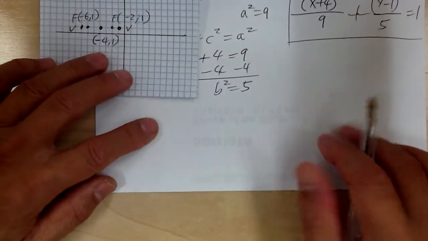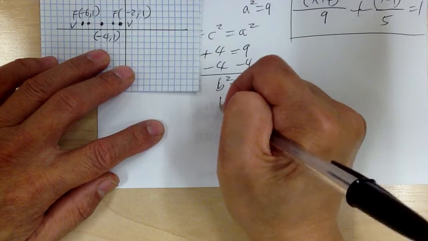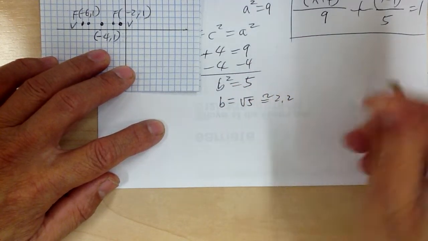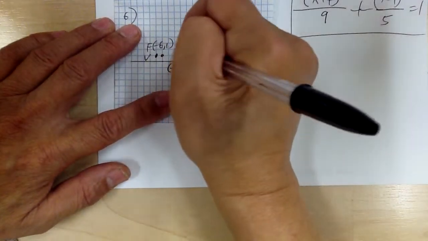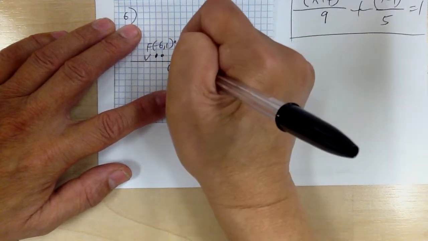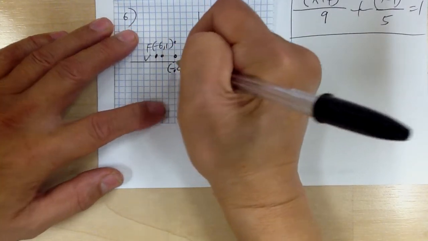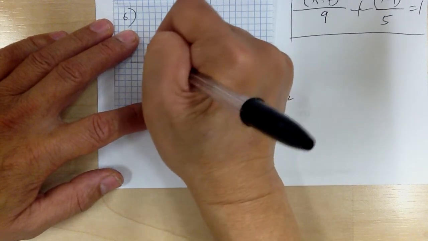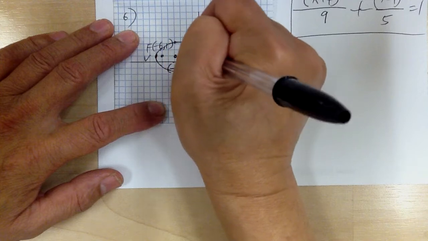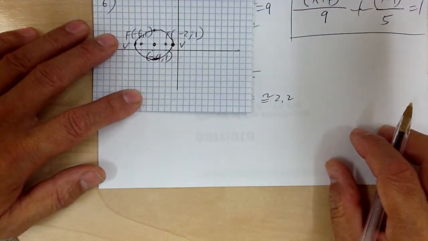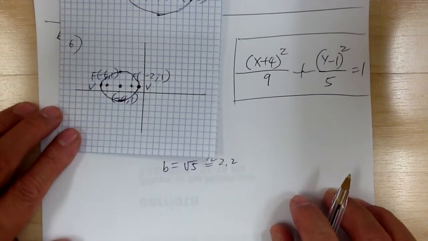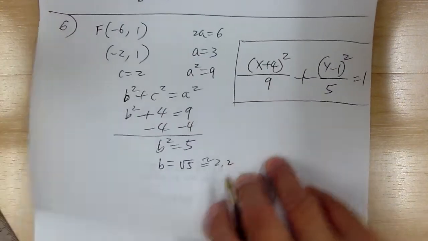Now, in case you have to graph, then you have to figure out the b. So b equal to square root of 5, so it's about 2.2. Okay. So from the center, you go up 2 and just a little bit. So 1, 2, just a little bit. Okay, so your graph is going to look something like this. Okay, let's go to number 7.